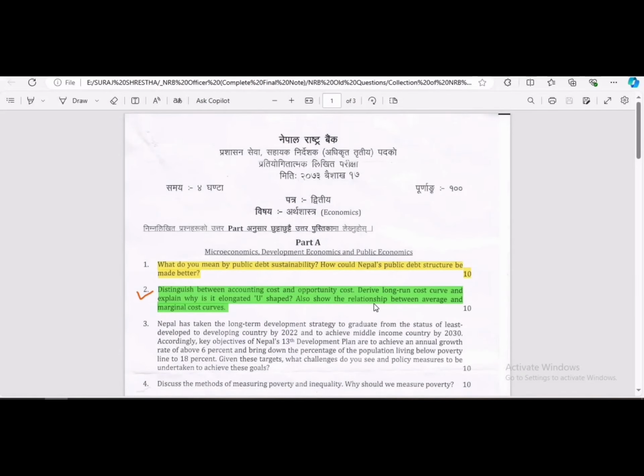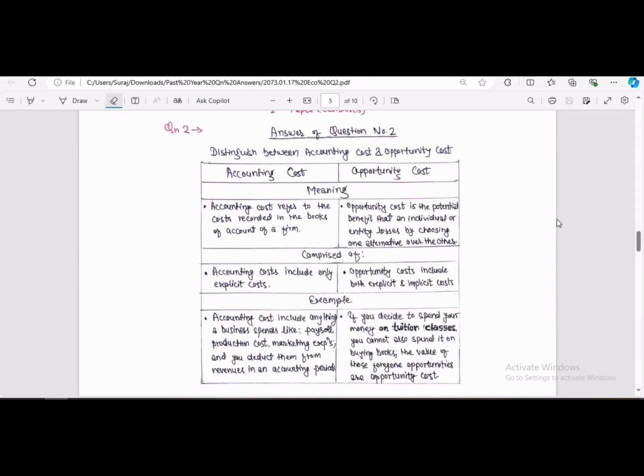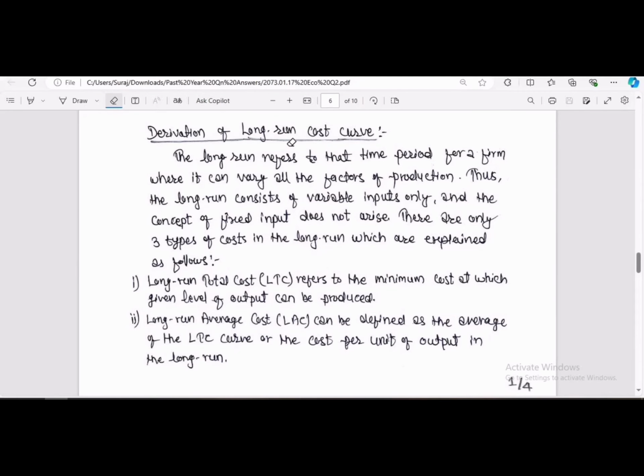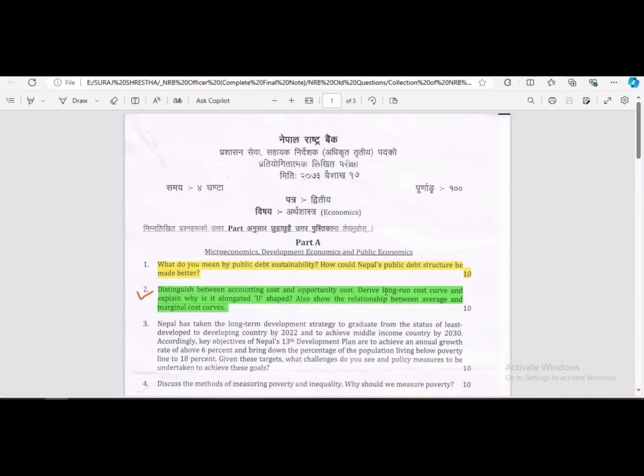Now we need to derive the long run cost curve. So this is how we are going to derive it. Since no specific cost curve is mentioned, and there are three types of long run cost curve, that is the long run total cost curve, long run average cost curve, and long run marginal cost curve, but here no specific cost curve has been mentioned, to justify this answer we have to derive all the cost curves.